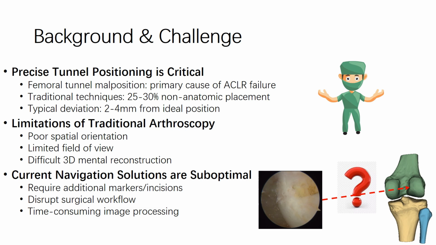Anterior cruciate ligament reconstruction success hinges on precise tunnel placement, yet traditional arthroscopy leads to non-anatomic positioning in up to 30% of cases due to poor spatial orientation and limited visibility. While existing navigation systems could help, they require additional markers, disrupt surgical workflow, and involve time-consuming processing, creating a clear need for a more efficient, minimally invasive solution.